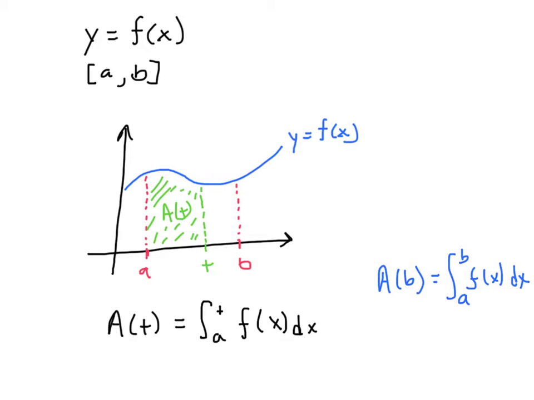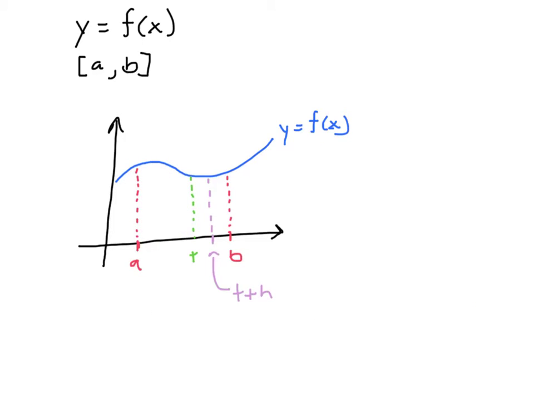This is just notation right now. We really don't know what to do with this yet, but that's what this fundamental theorem is going to help us with. So let's proceed. As I mentioned on the last slide, we can move this letter t to any value between a and b, and it'll find the area under the curve at that point.